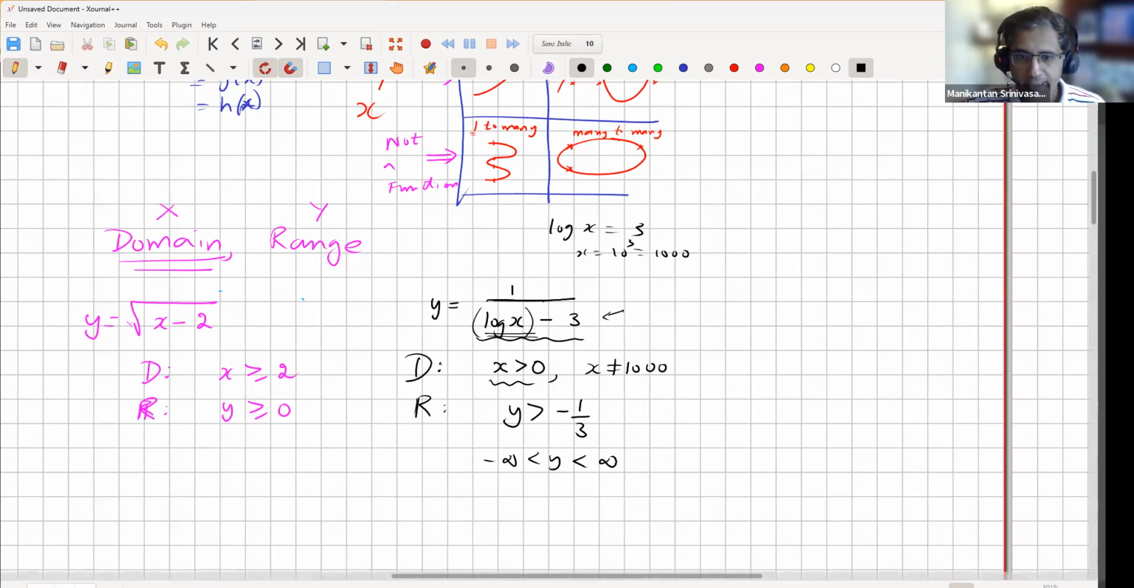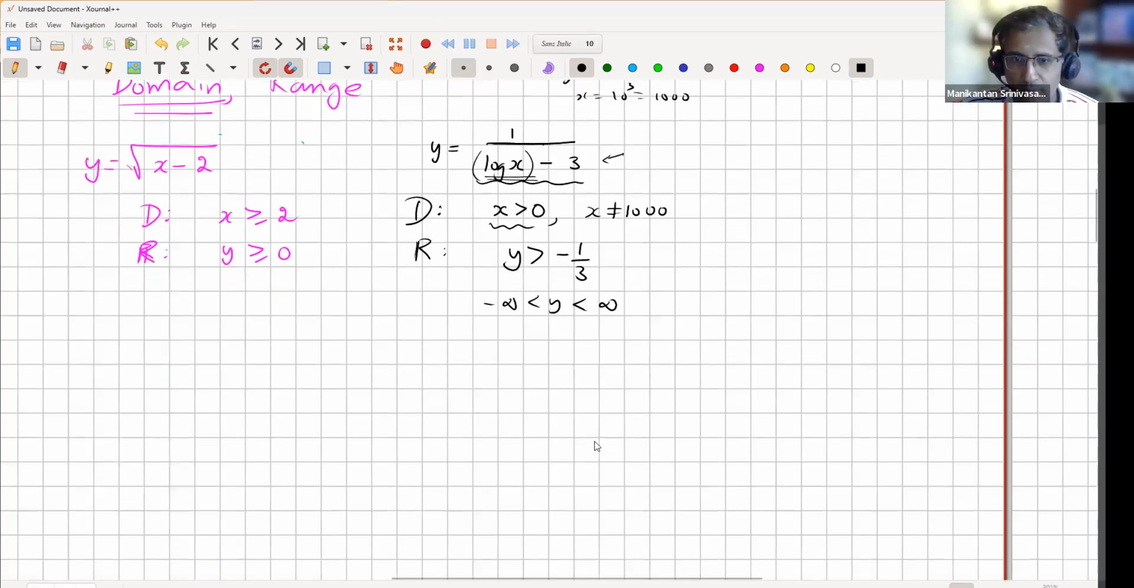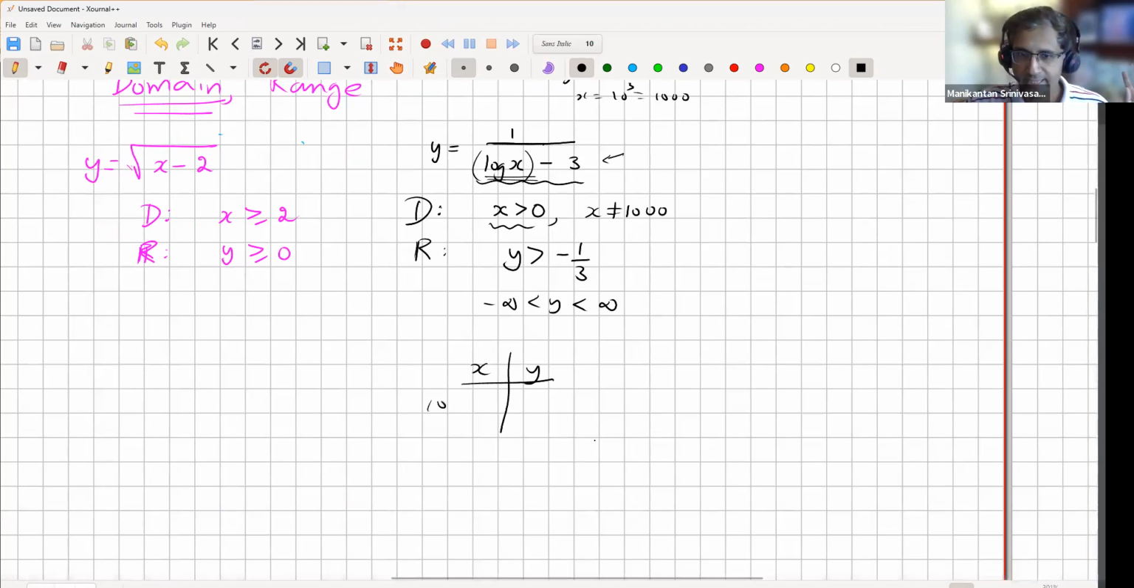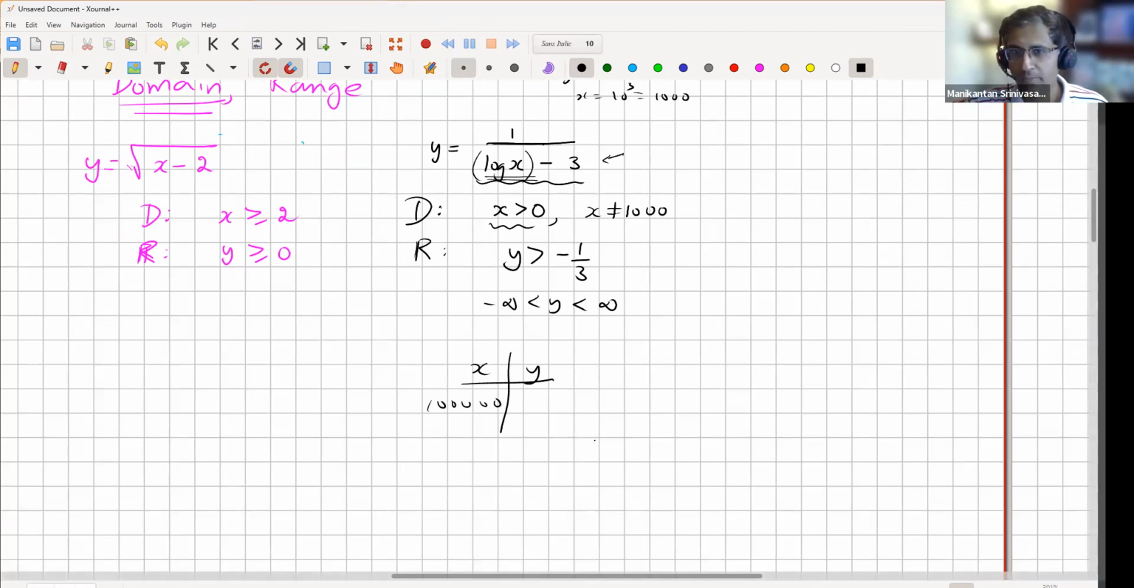Almost right. So if you look at log x, we can start to sketch different values of x and different values of y. Let's start from a large value of x where there's no problem at all. Suppose x is a zillion, some big number. Then log x will be a huge number, and 1 upon a huge number means y is approaching 0, something positive, let's say 0.0001.